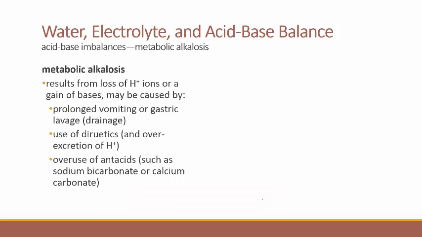Metabolic alkalosis results from the loss of hydrogen ions or the gain of base, and it can be caused by prolonged vomiting that empties the stomach of acids, or by gastric lavage, pumping the stomach.